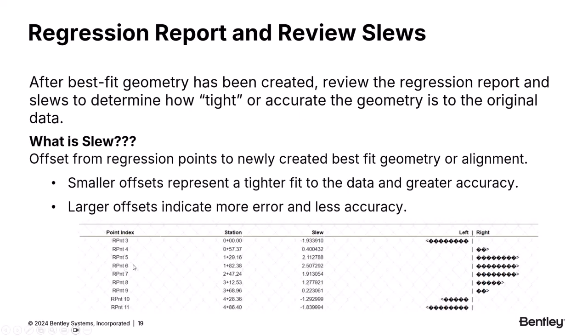So here I have a picture of that report or a screenshot of that report here. You can see the slew there. It's kind of like the error between the existing versus the proposed. So obviously bigger slew values means there's greater error there. So when you're looking at this report, you want to look for things that are smaller values because that's going to mean it's going to be a tighter fit and a greater accuracy, right? So as I have on my slide here, smaller offsets represent a tighter fit to the data and greater accuracy of the regressed geometry, and larger offsets indicate more error and less accuracy, right?